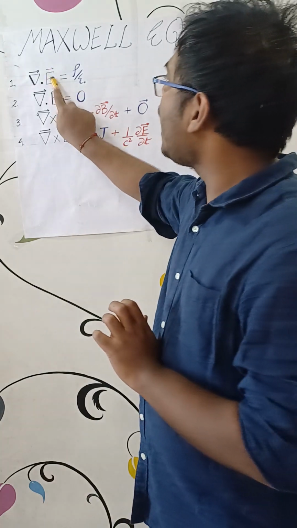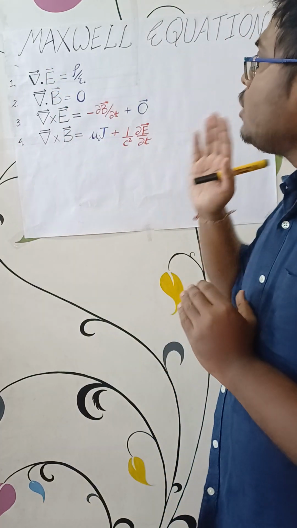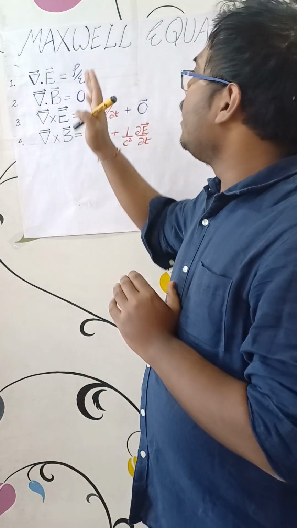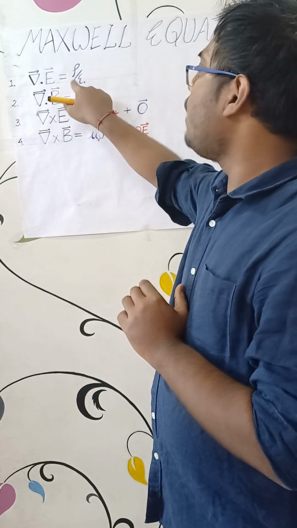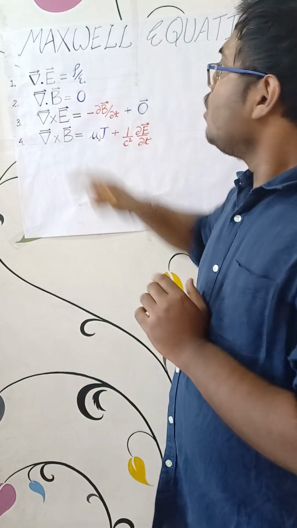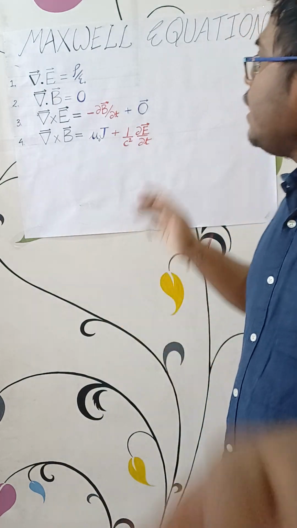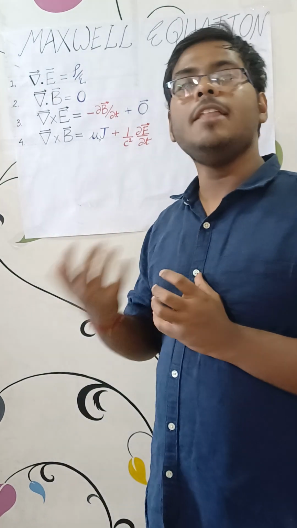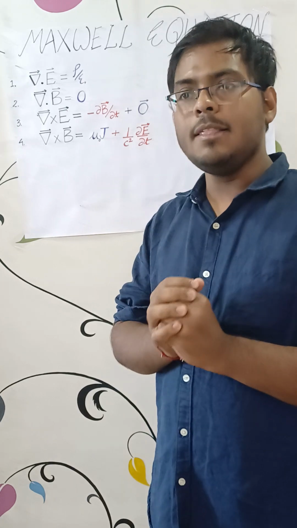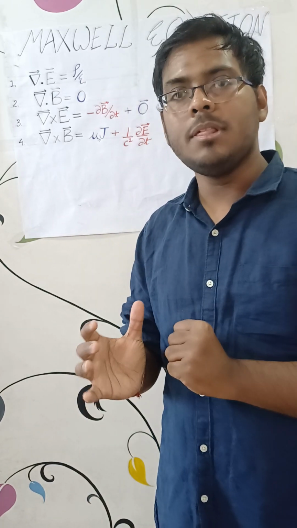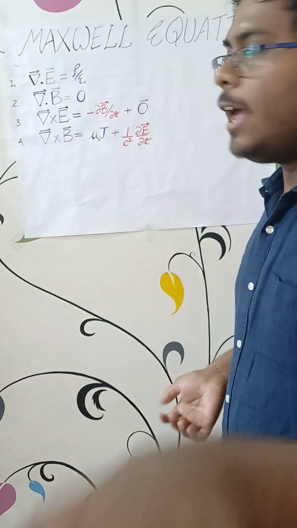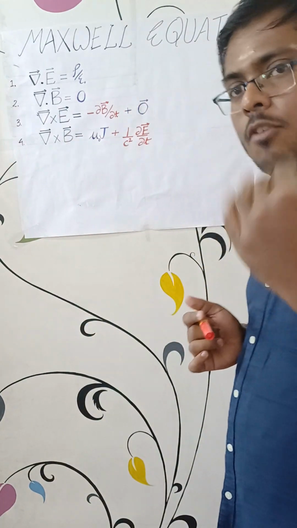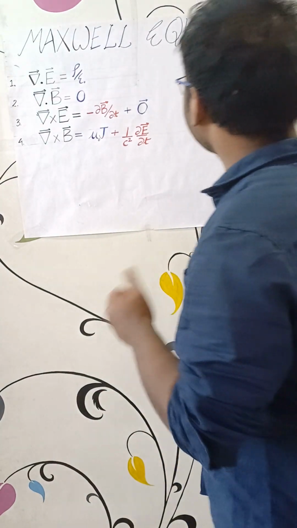I will start with the first equation. The first equation reads that divergence of electric field is equal to rho by epsilon naught. Before discussing, we have to understand what is divergence. Divergence in simple layman terms is the net flux through a particular closed surface. If you are confused or want to recall, what is flux?